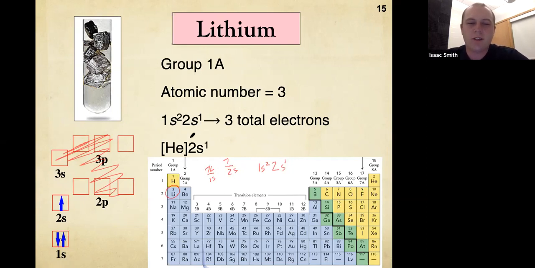One shorthand you can do, it's not super helpful here, but as you move down the periodic table, sometimes you'll see the noble gas, which is this 8th column. So people will put helium, meaning I'm actually just going to skip the first part, the 1s. Right? 1s2, this right here, is the electron configuration for helium. So we're just going to replace it with helium, and then we'll move on from there.